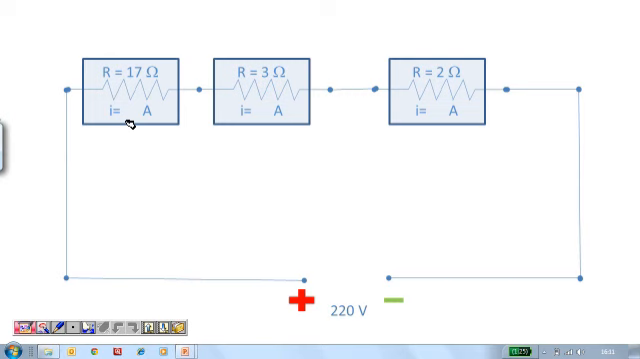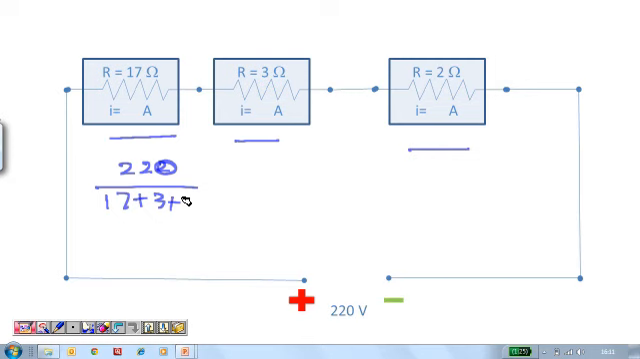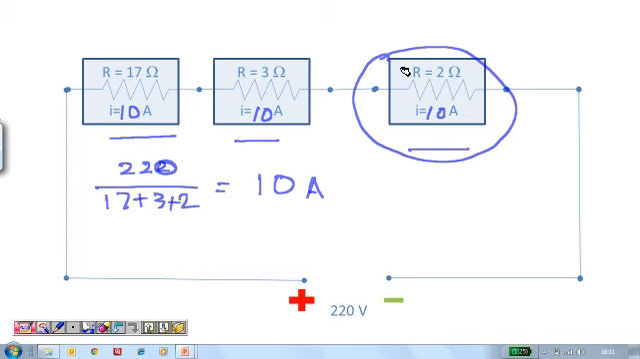What we now have is a simple scenario of 3 resistors in series, and we can do the calculation. The voltage is 220 volts, divided by 17 plus 3 plus 2, which is equal to 10 amps. So we can easily put 10 amps here, and 10 amps in this circuit. But we must remember that the resistor out here does not really exist. We will now have to go back and replace it with the original 2 resistors that we started out with. Let us see how we do that.